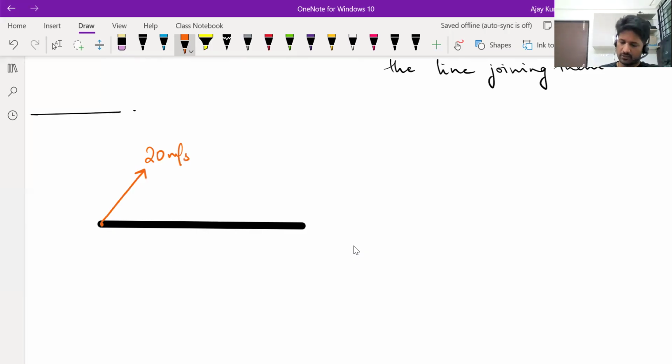So let's say this end of the rod moves with 20 meters per second at an angle of 53 degrees. And the other end of the rod, assume, is moving with a velocity somewhat like this. We know the direction in which it is moving, but we don't know how fast it is moving. Let's say it's moving at an angle of 37 degrees with the rod. Calculate V.